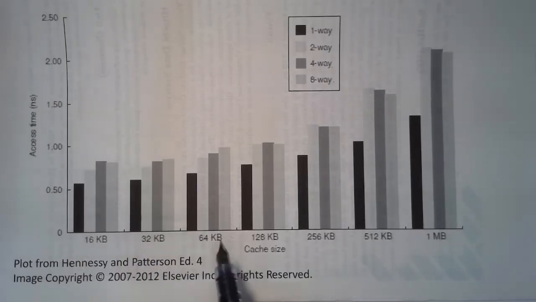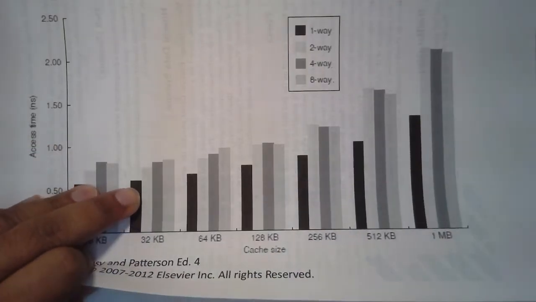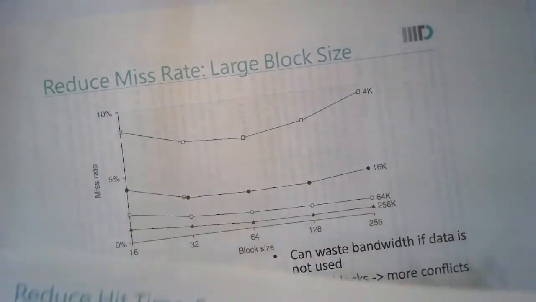But again, like everything else, there is a trade off. If you make your cache too small, then most of the time the data will not be available in your cache. So even though you have a very small hit time, most of the time you will not get the data which you are looking for. So your miss rate will go high, and that will not help your performance or average memory access time. Okay. So now let us look at how we can reduce the miss rate.